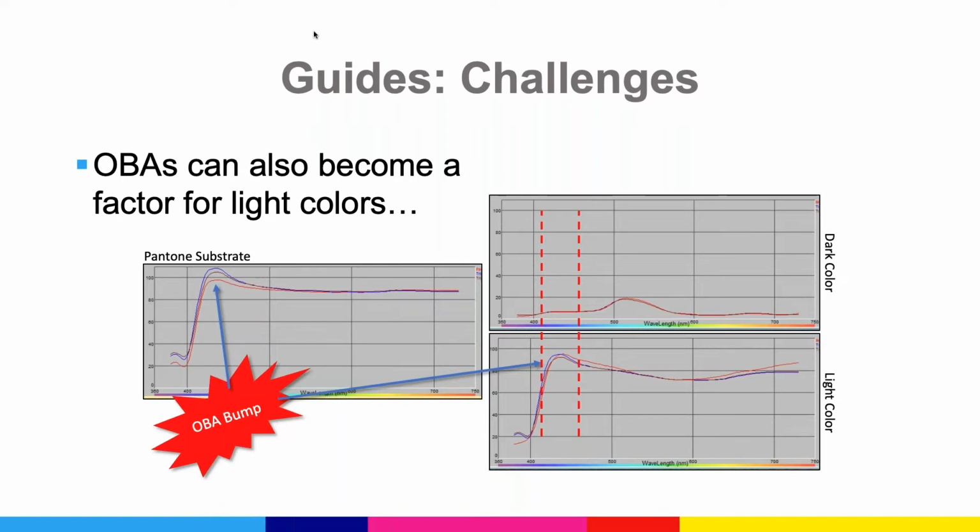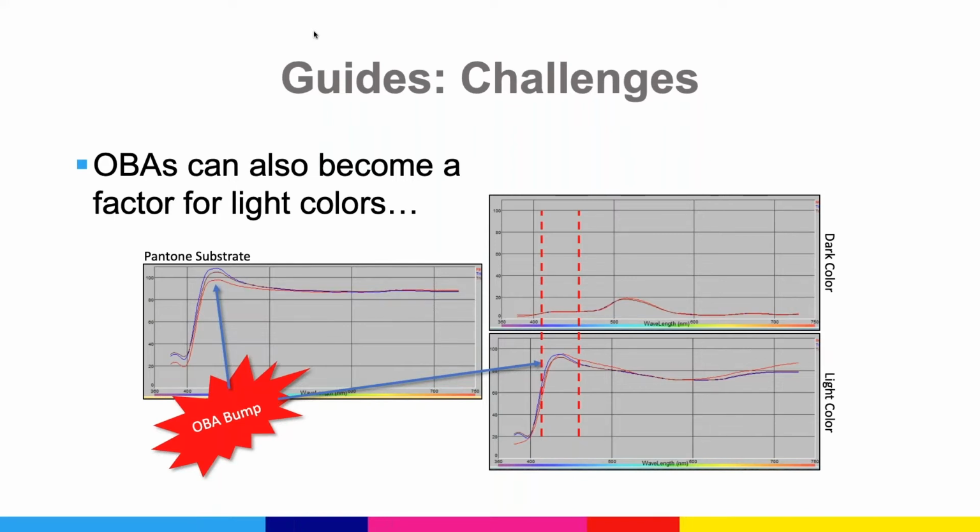So what you see on the left of this slide is a straight measurement of the substrate, where you can see what we refer to as an OBA bump. This is where UV energy has been placed onto the substrate and is re-emitted back into the measurement instrument in roughly the 440 to 460 nanometer range. So when we see a bump like that, we know that OBA is present.